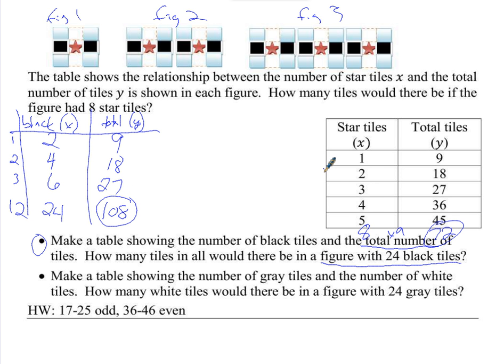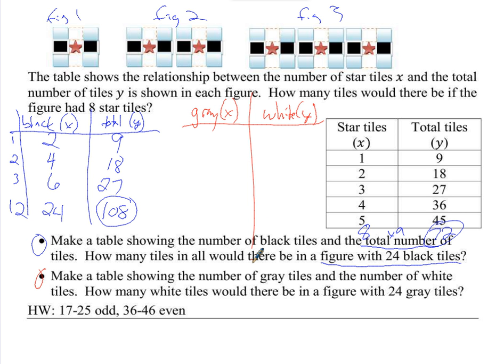Last one, make a table showing the number of gray tiles and the number of white tiles. How many white tiles would there be in the figure with 24 gray tiles? So for the second bullet, make a table showing the number of gray tiles and the number of white tiles. So that tells me what I need to do. I have gray, and I'll call that one X, and I have white, and I'll call that one Y. I don't know if that's how you set it up, but that's how I'm setting it up.